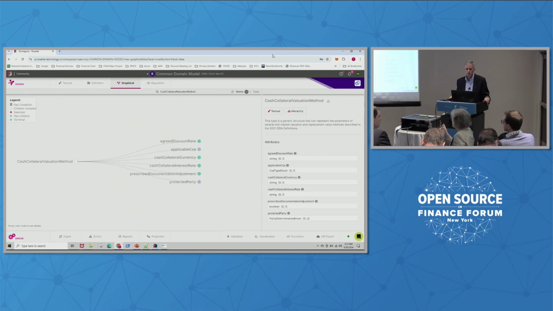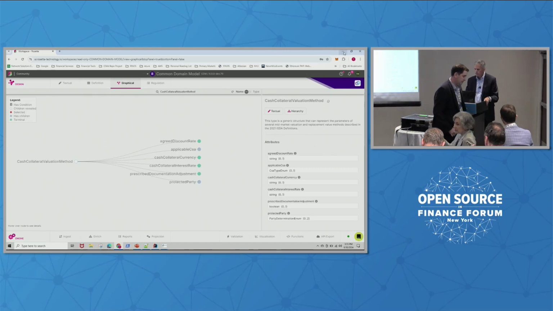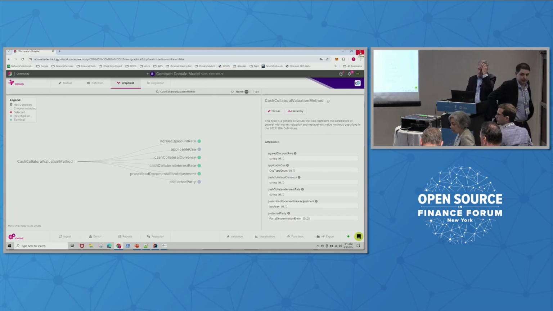Just to plug the next talk at 4:10, there's a talk about collateral lifecycle management, which Amy is going to do, which speaks specifically to CDM collateral, and tomorrow there's a talk on DRR. It's very hands-on.